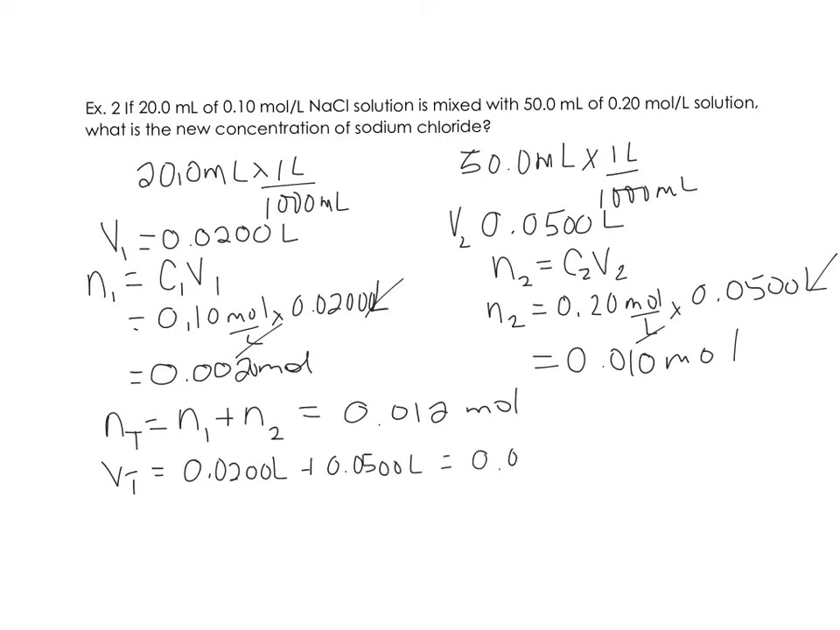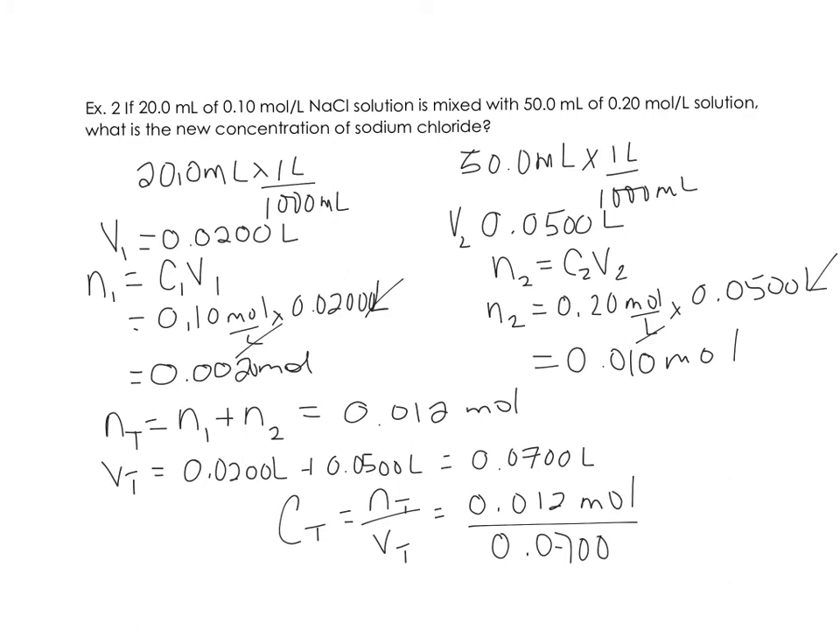So we have 70 milliliters, or 0.07 liters. Now our final concentration is our total moles divided by our total volume. So 0.012 moles divided by 0.07 liters. So this gives us a concentration of 0.17 mole per liter.